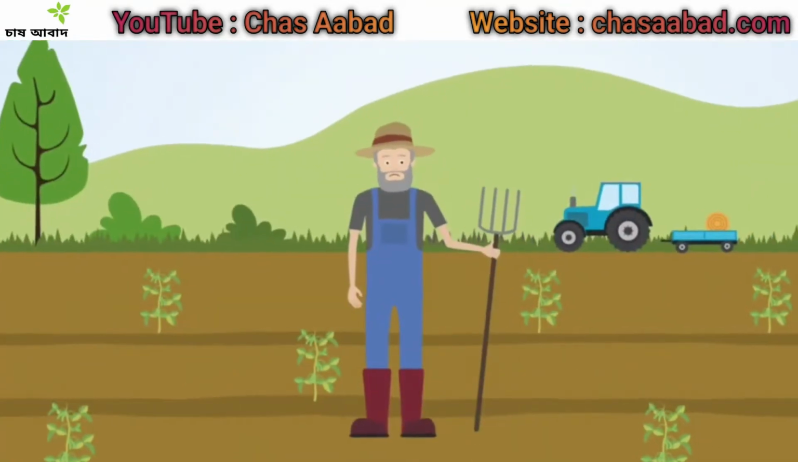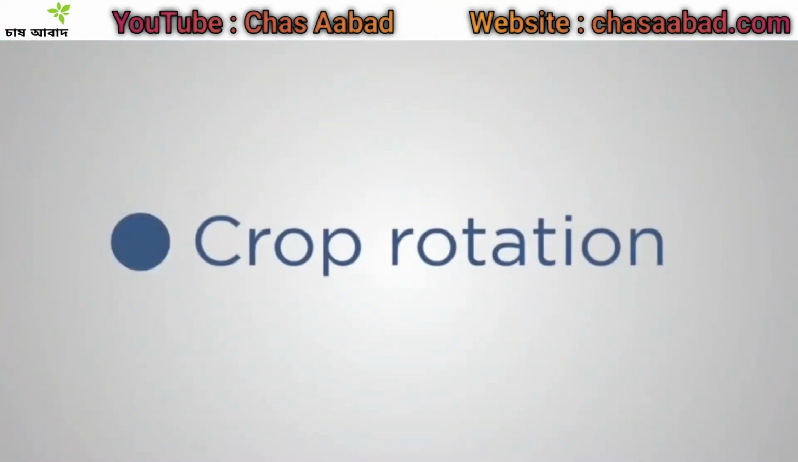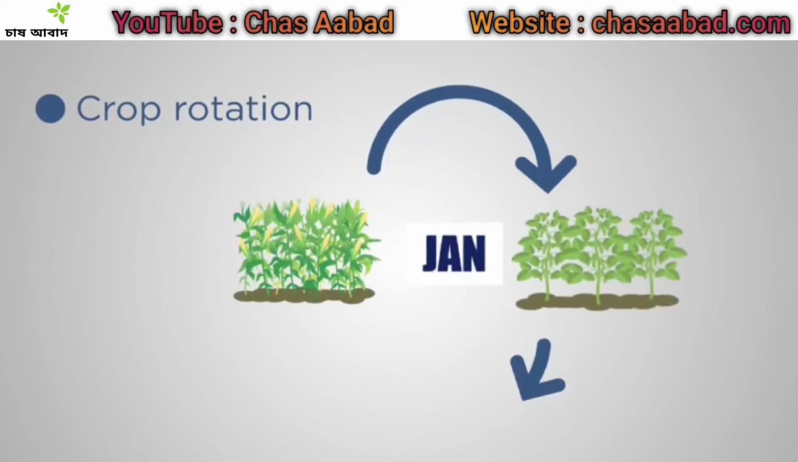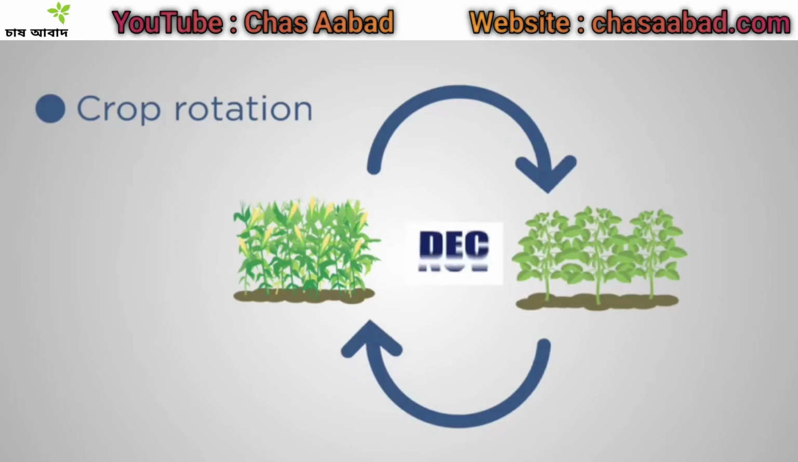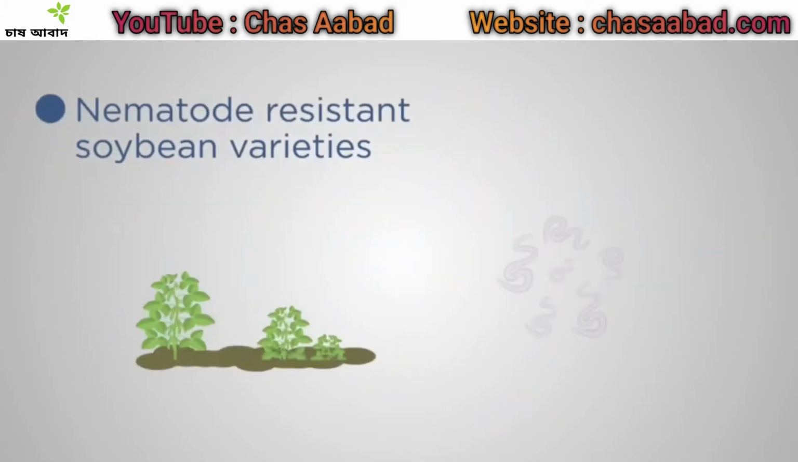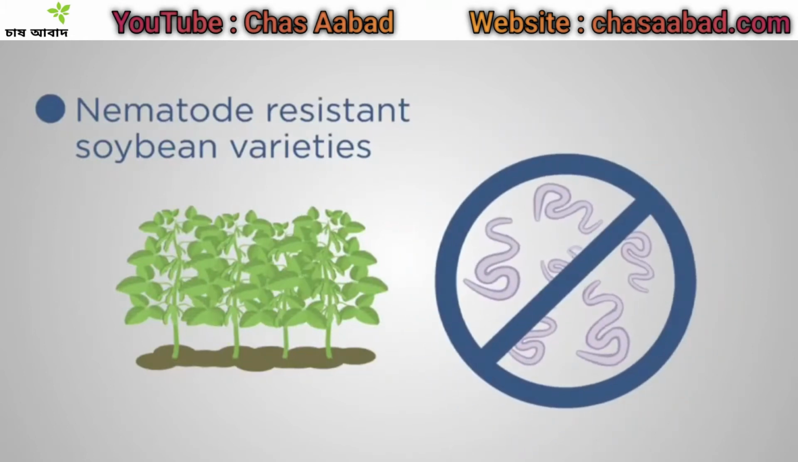Control methods are limited. These strategies include crop rotation, planting crops that are not hosts to root knot. However, southern root knot nematode has a broad host range limiting choices. Nematode-resistant soybean varieties. However, the number of high-yield producing resistant varieties are limited.